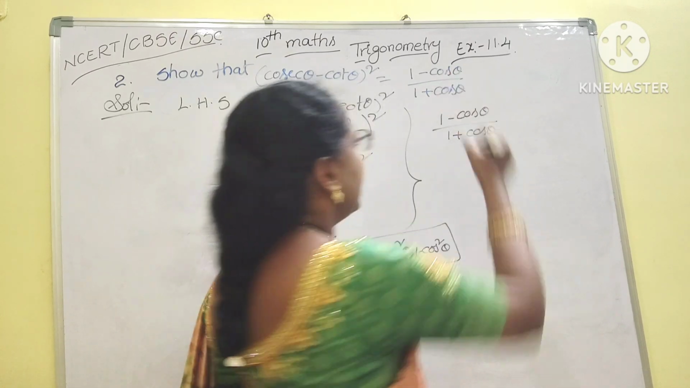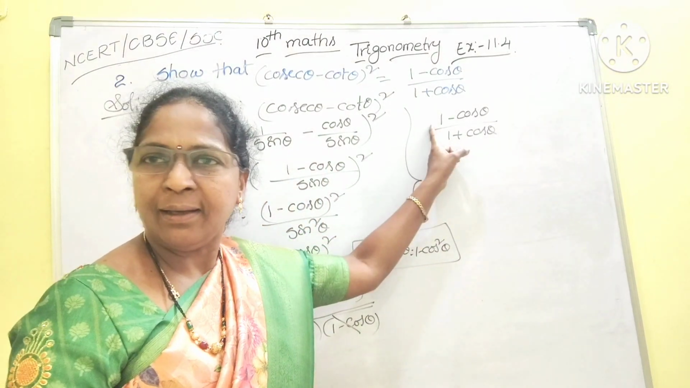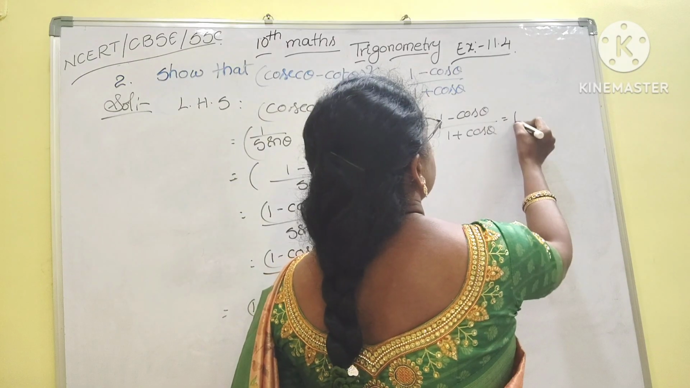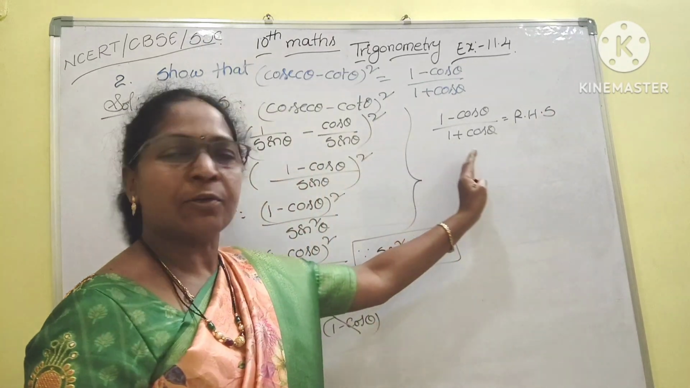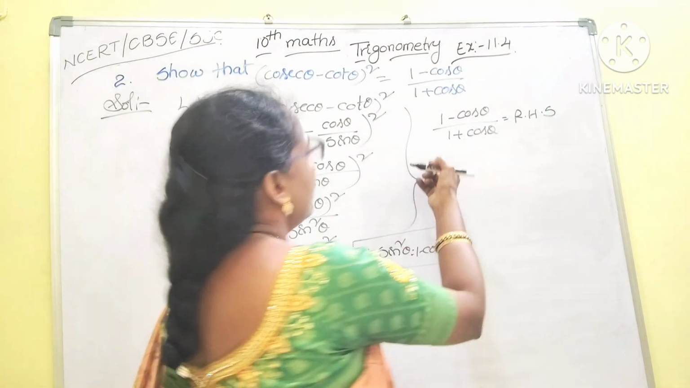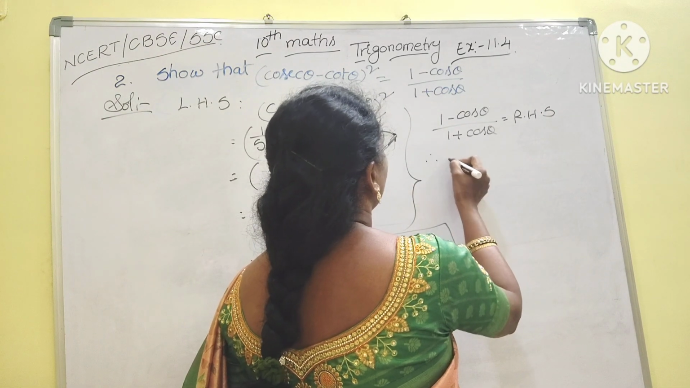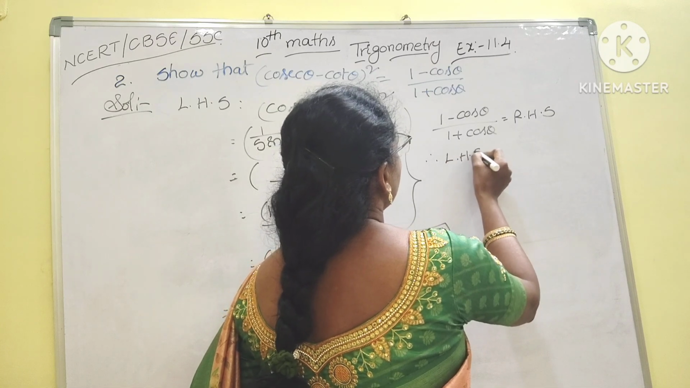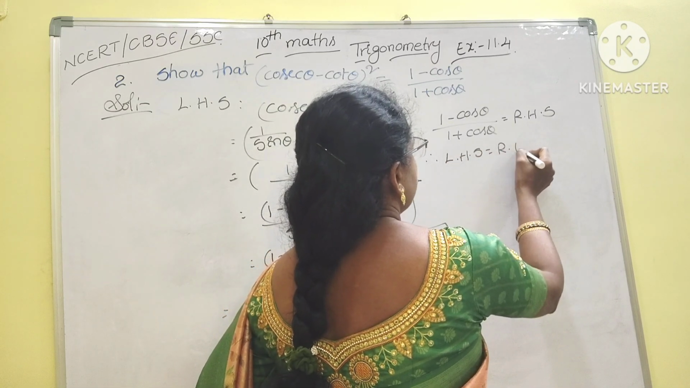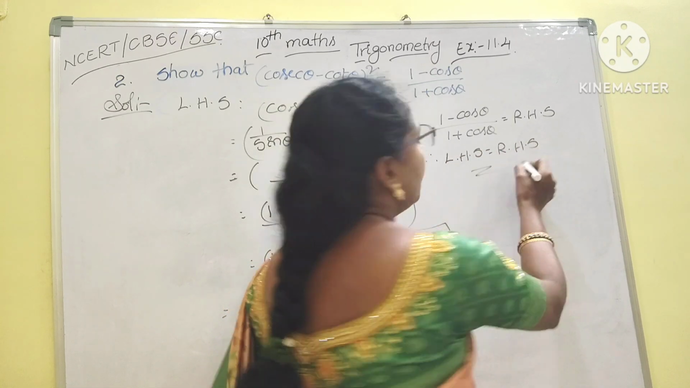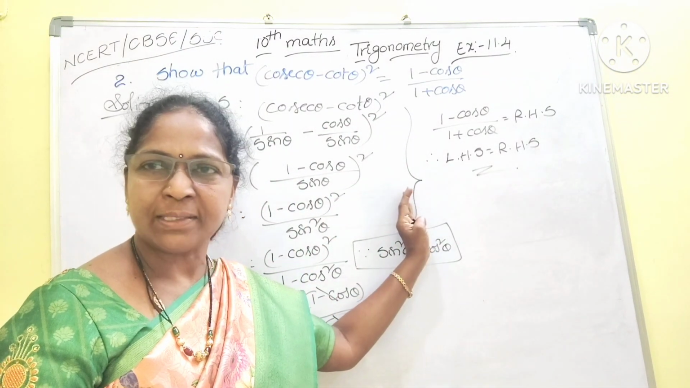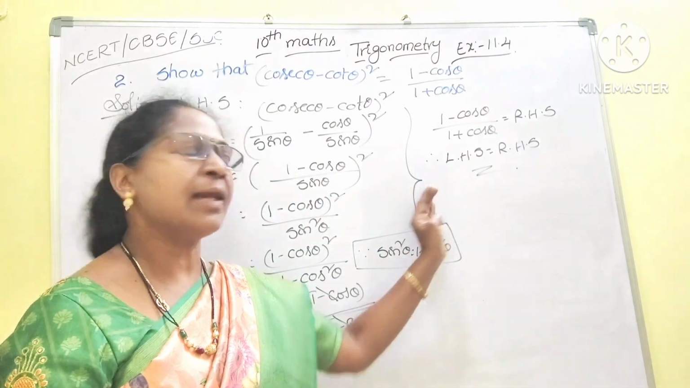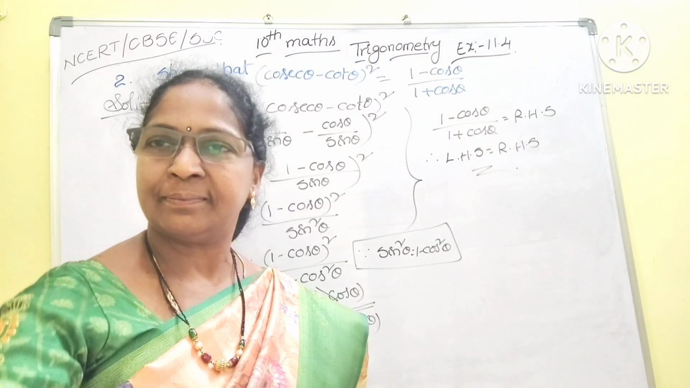Now just observe here, RHS value got it. So this is RHS. We have taken LHS value and we have showed here RHS value. So therefore LHS equal to RHS. Yes, we showed here. Is it right? Any doubts? If you have any doubts, you can ask me in the comment section.